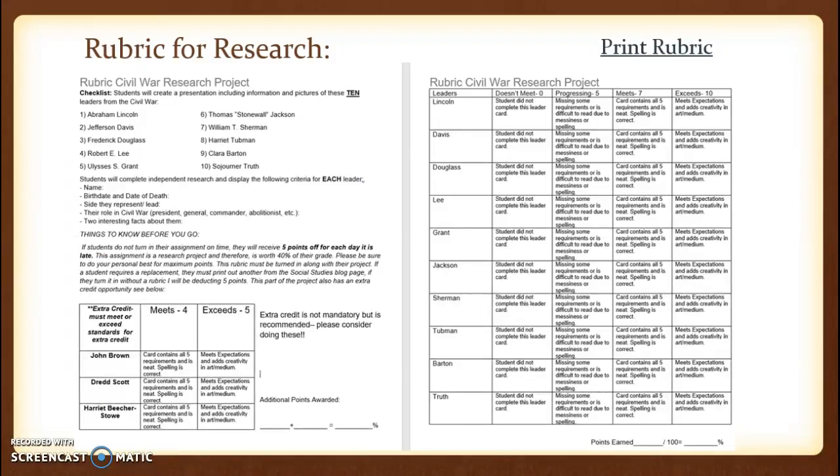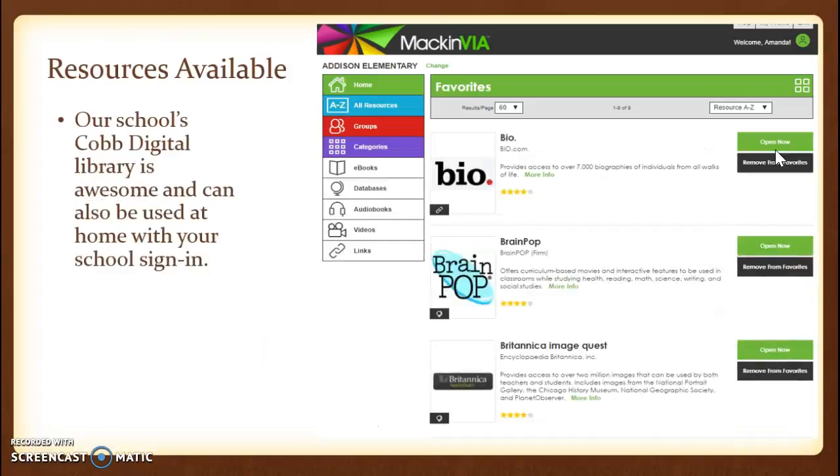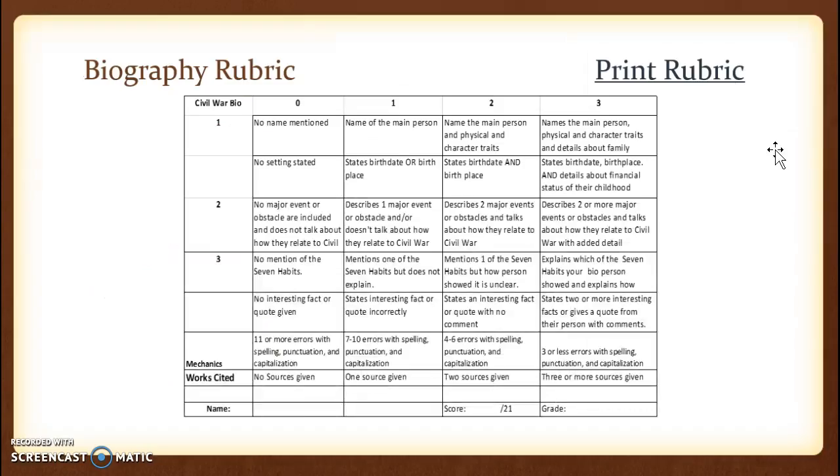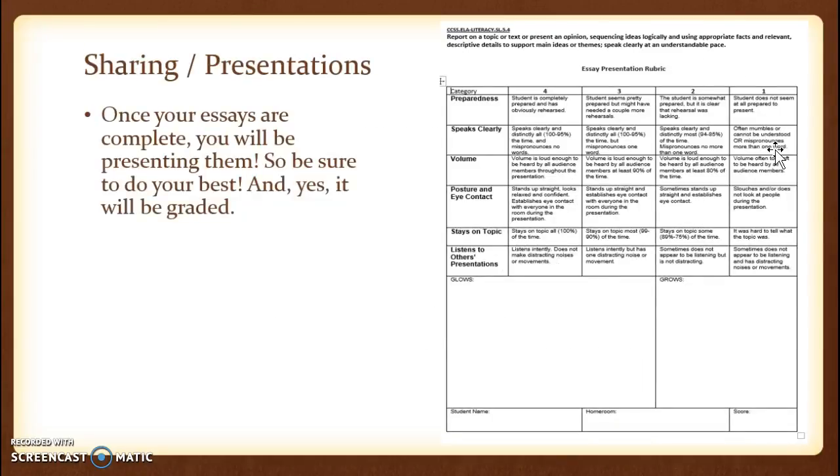In order to ensure that students are meeting the standards, they will be given a rubric for their research. They will also be given a separate rubric for their biographies. This is a graphic organizer that they'll use to write their biography, and then they'll have a rubric in order to score them on the requirements of that. Students will then also present their information in front of the class, which they will have a separate rubric for, which are just making sure that students are staying on track and that they're prepared, their volume, all of those presentation standards that we have for fifth grade are assessed using this rubric.